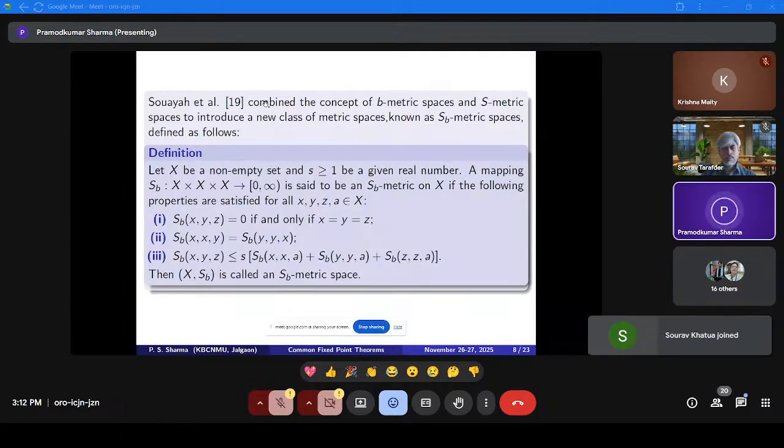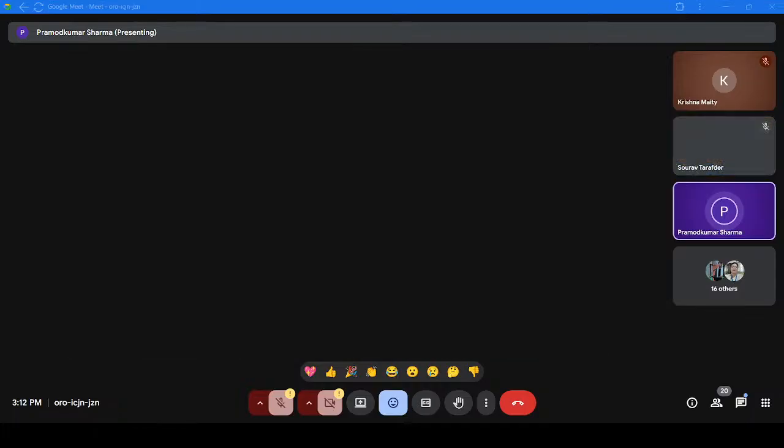Souayah et al. combined the concept of b-metric space and S-metric space to introduce this new structure called SB-metric space. Let X be a non-empty set and s ≥ 1 be a given real number. A mapping SB from X cubed to the set of non-negative real numbers is said to be an SB-metric on X if the following conditions are satisfied.